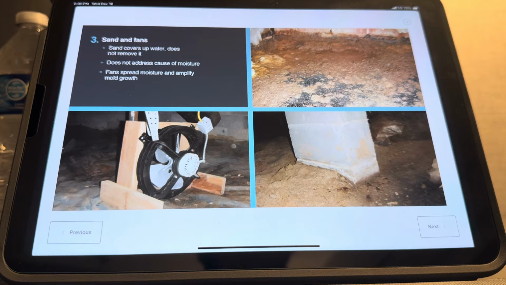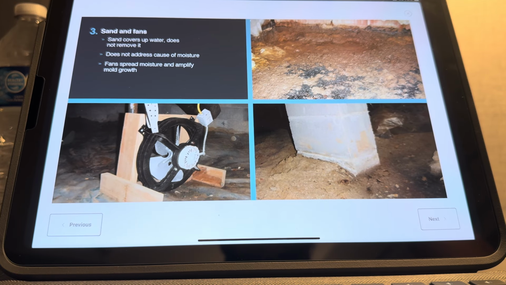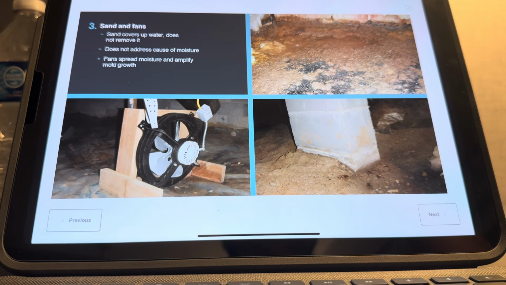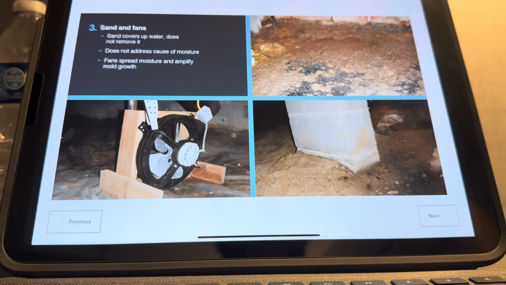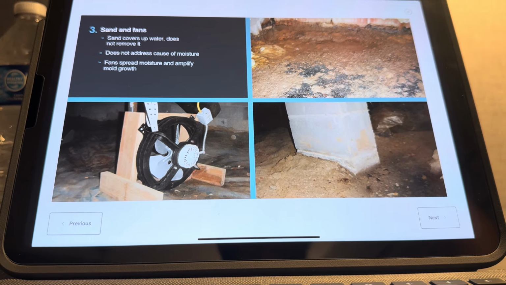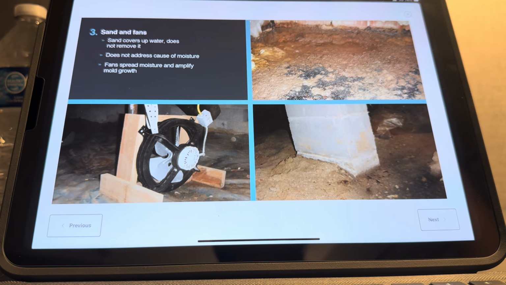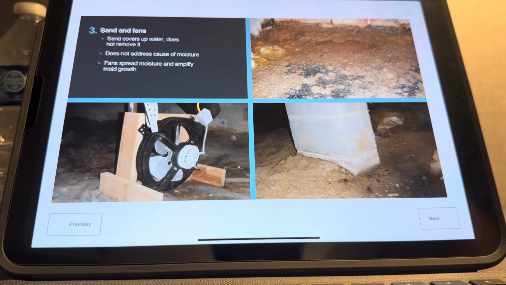The next is an option that we don't see a whole lot in the South. We see it more in coastal regions, but it would be sand and fans. And so the idea is that the sand would kind of absorb the water, or just kind of bury it. But when you go down deep into the sand, it's still really wet. And so sand can become saturated. And so this option doesn't address the cause of the moisture. It's just kind of covering it up.